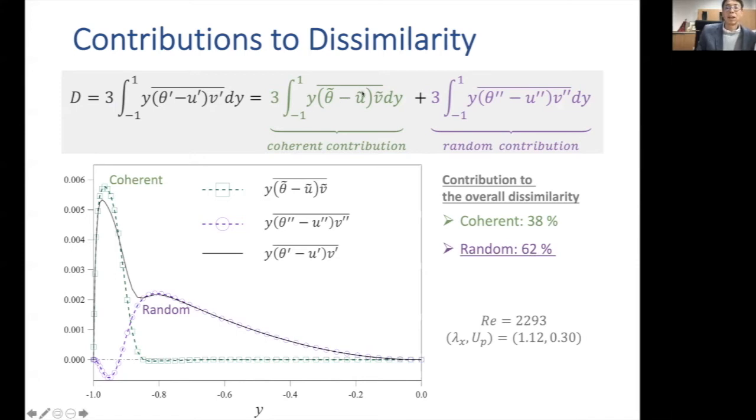And if you look at the integrand, and plot it as a function of y, the coherent contribution occurs very close to the wall. On the other hand, the random contribution has a wider profile and has a larger contribution even away from the wall. So their mechanisms seem quite different.